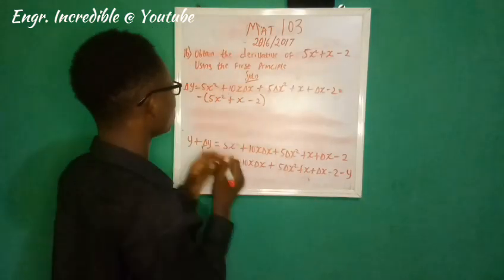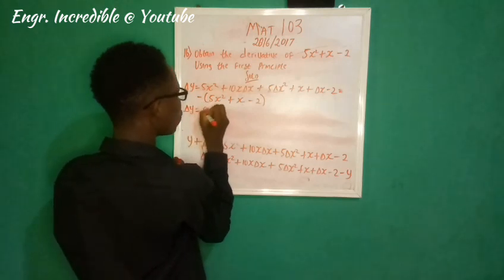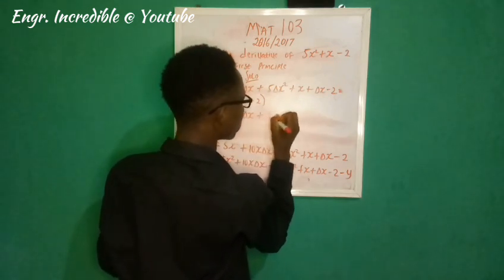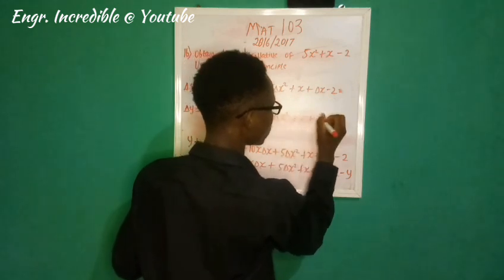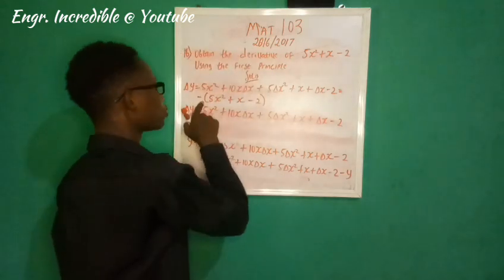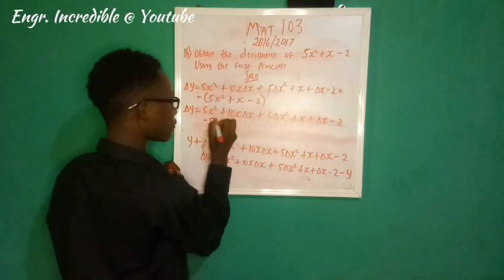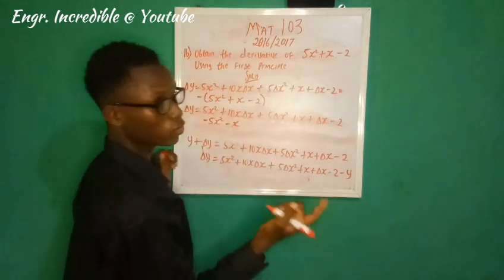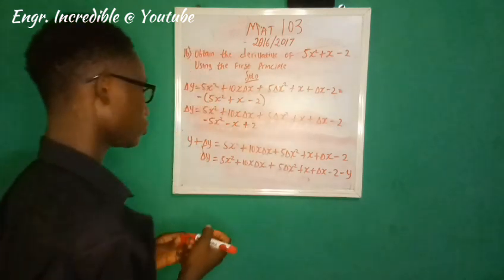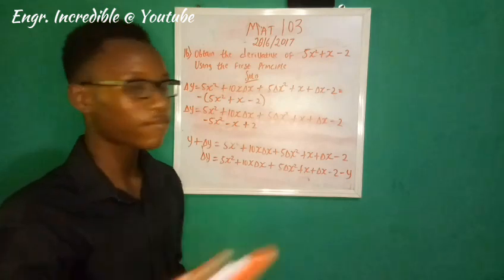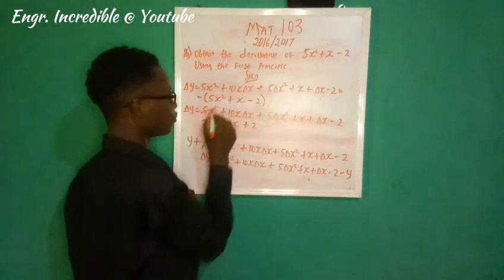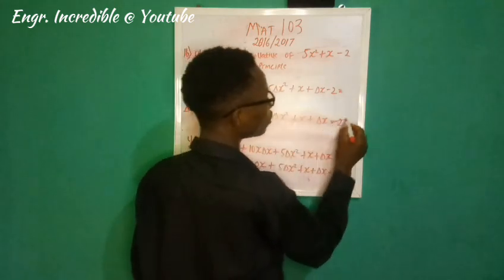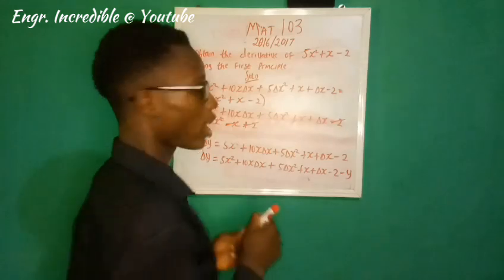So what we are going to do here is open these brackets. We have delta y is equal to 5x squared plus 10x delta x plus 5 delta x squared plus x plus delta x minus 2 minus 5x squared. The minus will also reflect here, so we have minus x, then minus times minus 2. Minus times minus will give us plus, so we have plus 2. From here, we have minus 5x and plus 5x, so they cancel. Minus x and plus x cancel. Then plus 2 and minus 2 cancel. So after this, our equation is simplified.